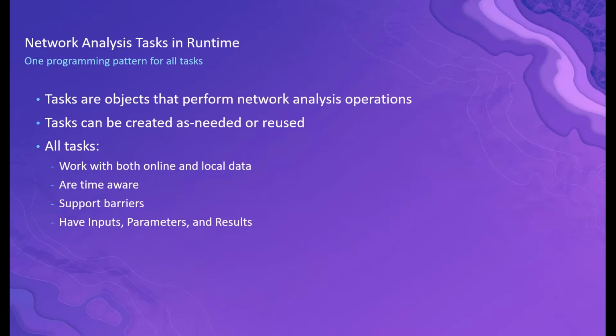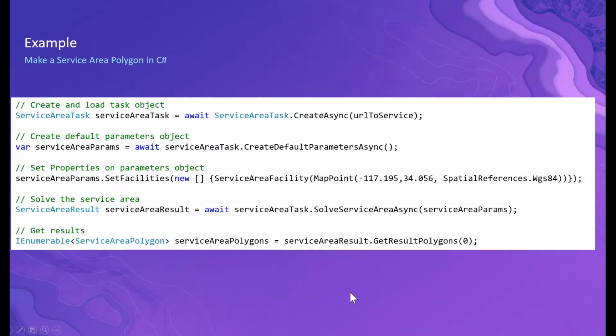These tasks all support barriers, so you can model things like bridges being out or no-go enemy areas to avoid. And you can bring in things like time and traffic as patterns. As you can see from this sample, it is simple to work with these tasks. You basically load the object, provide the parameters, run the tool, and get the result.